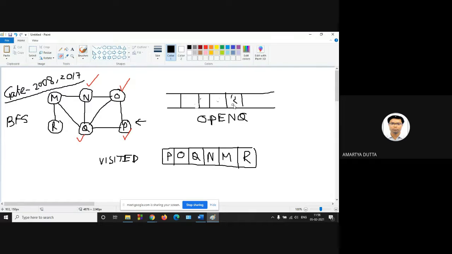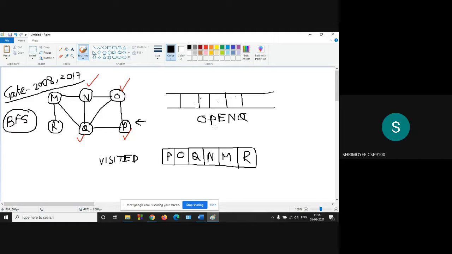So this is the breadth first search of the given graph. P, O, Q, N, M, R. Is it clear to you? Yes, sir. Any queries?